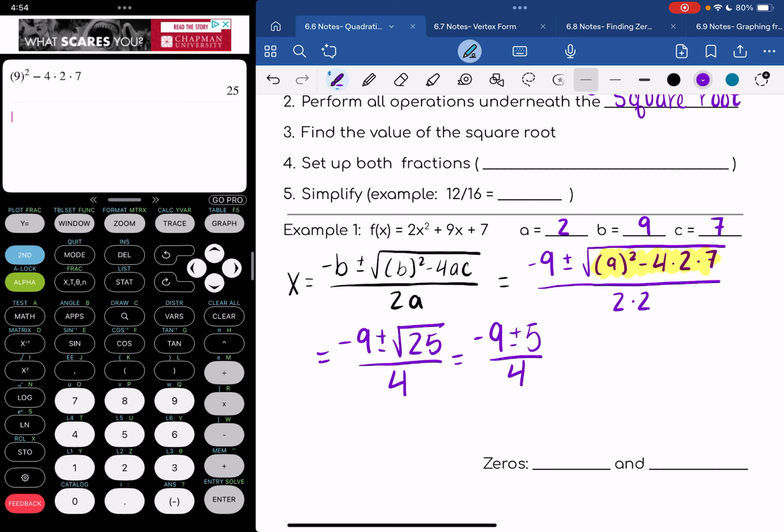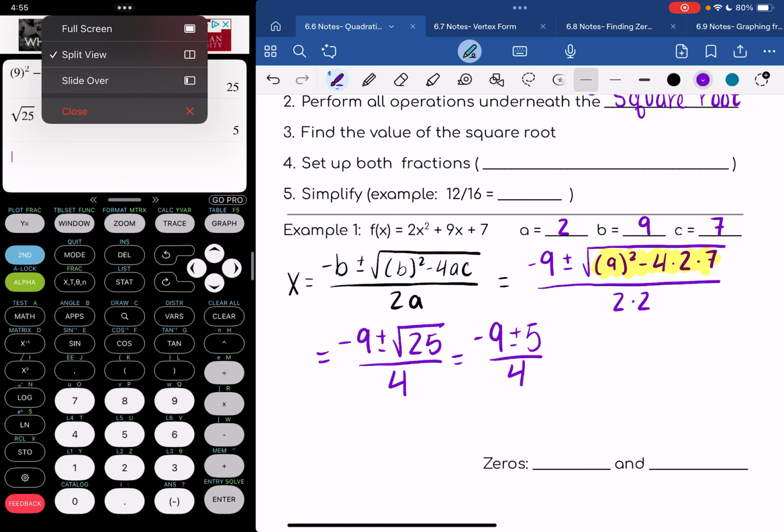If you forget a square root or it's a bigger number that's not on your list of things that you have memorized, you can always use your calculator to find the square root. So in our calculator, we could do second, square root is above the x squared button, of 25, and we get 5. Okay, I think I'm done with my calculator for now.